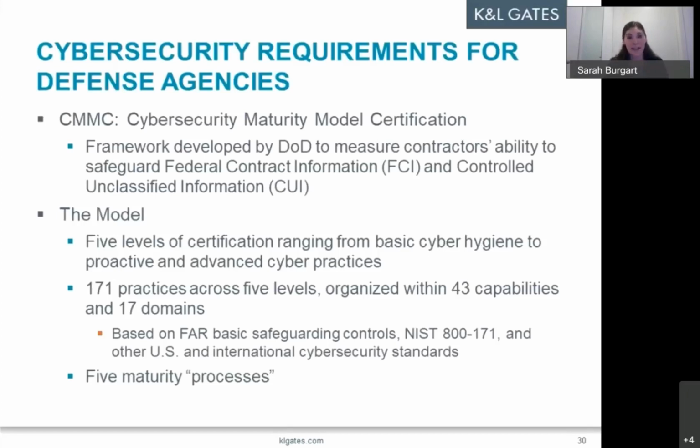So things like that. And it's important to remember that the framework is cumulative. At level 3, you have all of the practices associated with level 3, but you must also be complying with level 1 and level 2 at that point. So then all the way up at level 5, you're complying with all 171 practices within the model. The domains, capabilities, and practices were built from first those 15 controls that Erica was talking about on the last slide, as well as cybersecurity controls and standards from NIST, from other U.S.